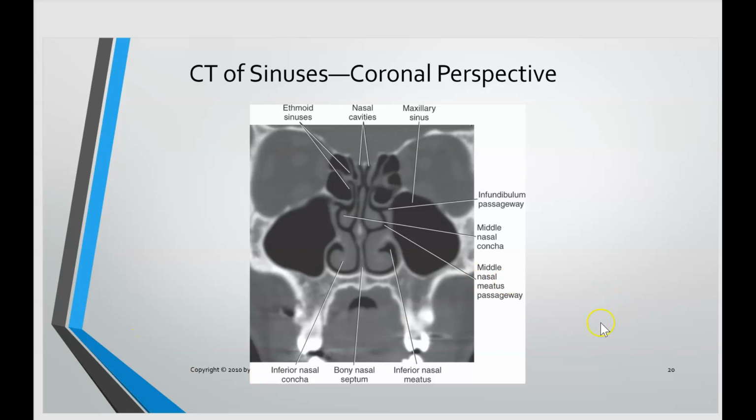Okay, and this is a CT of that same illustration, and it shows your ethmoid sinuses. These are your nasal cavities and how they are connected. Okay, your maxillary sinuses.